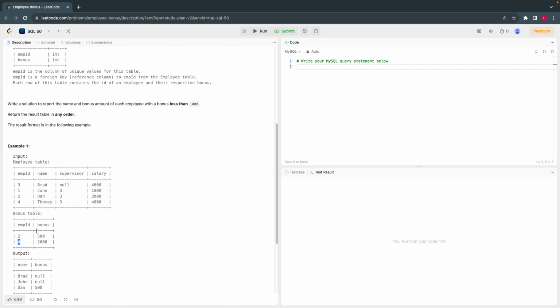Employee 4, who is Thomas, received a bonus of 2000, so he should be filtered out, he should not come in the output. And the remaining two employees, their record is not there in the bonus table, which means they are also less than 1000. So we have to also print out their name. That's the reason, if you see here, Brad and John, they didn't receive a bonus. So that's the reason it's null.